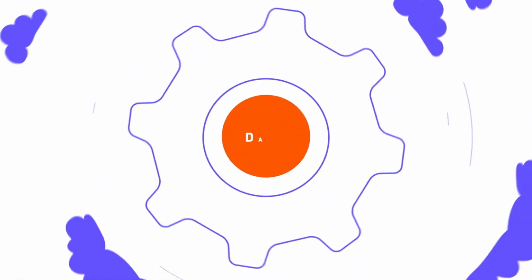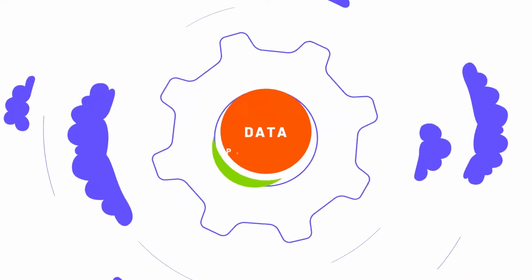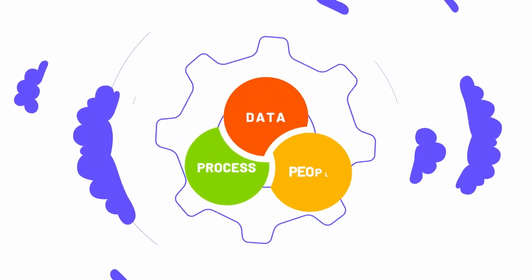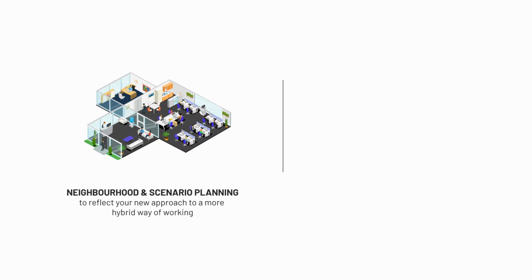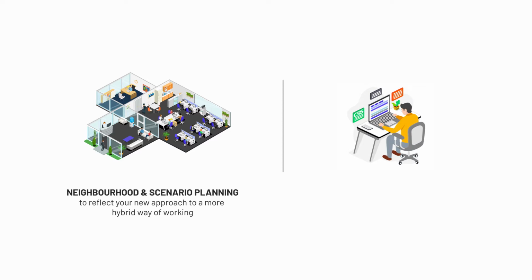As the operating platform for workplace lifecycle management, Saltmine integrates your data, people, and processes into one central platform. Equipped with this platform, our real estate team can now tackle a myriad of use cases, some of which include neighborhood and scenario planning to reflect your team's approach to a more hybrid way of working, change management and stakeholder engagement using Saltmine's embedded contextual collaboration features to speed up communication and approvals.